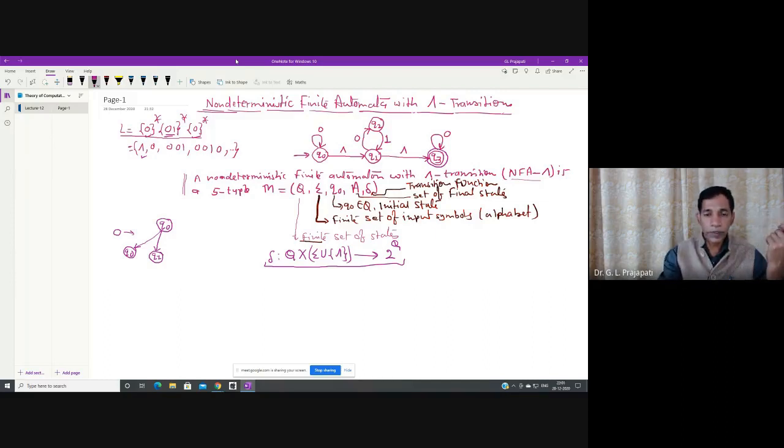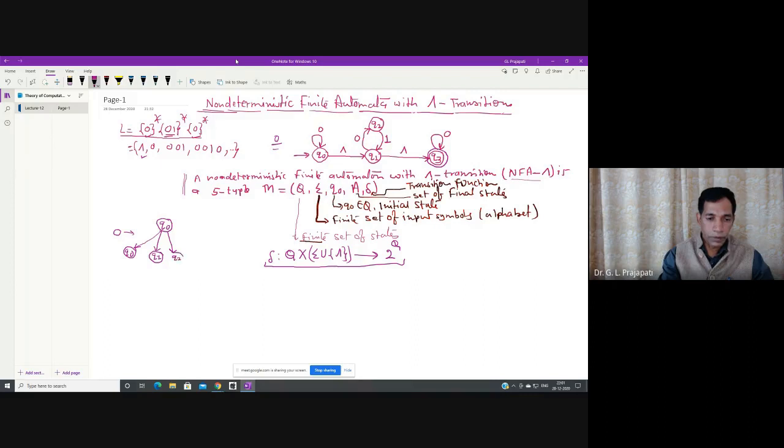It may happen that whenever you are at the q0 and your machine is required to read the input 0, then the machine thinks that, okay, since I have the null transition, without reading the input I can transit first, and the machine transits to the state q1. Once the machine is at the q1, it can read the input 0, and once it reads the input 0, it goes to the state q2 also. So the machine can also be at the q2.